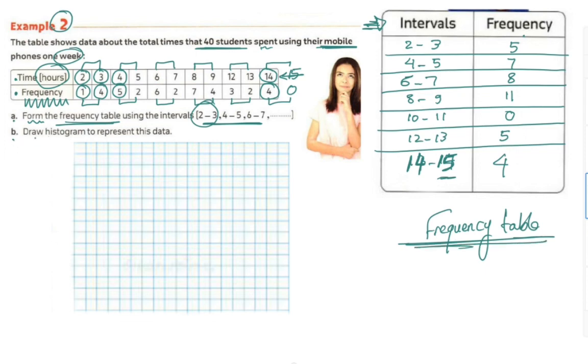B. Draw a histogram to represent this data. Directly on the histogram, just use your ruler and draw the x-axis and the y-axis like this. We have x here and y here. Always y is the frequency and x is the interval.